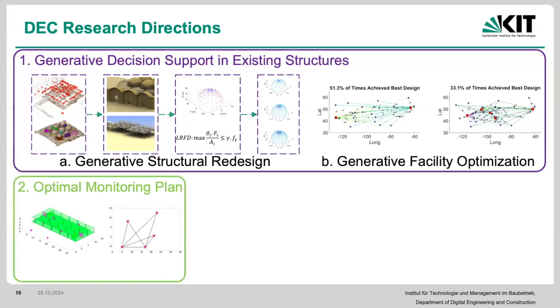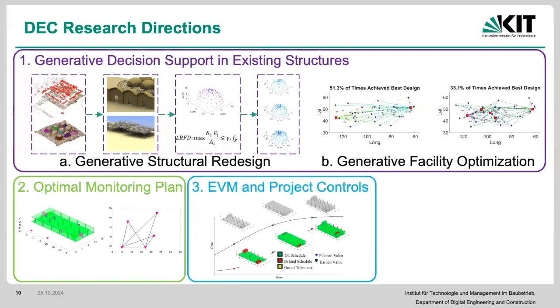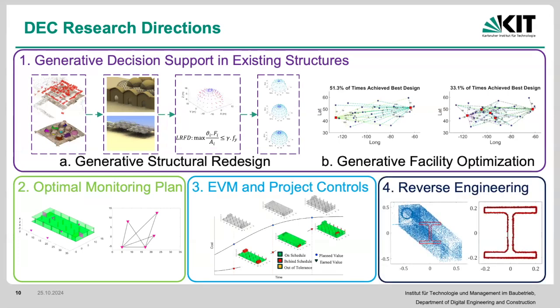Then I'm going to talk about what I mean by optimal monitoring plan, earned value management, and project controls, again using the information that you get from construction projects. And then all of these fancy methodologies to extract these objects from points and pattern recognition, can we use them for other areas as well? And I'm going to give you some examples of physics-informed machine learning and reverse engineering to extract the information that we want from each and every one of these topics as well.